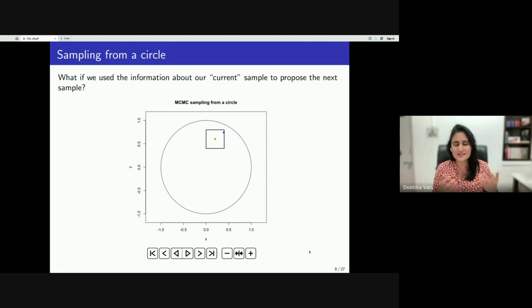And actually, like I said, how do you tune this box, and how do you tune the proposal in other target distributions? It is a very active area of research, and it has been for the last 15 years, and there's almost no end to those questions.